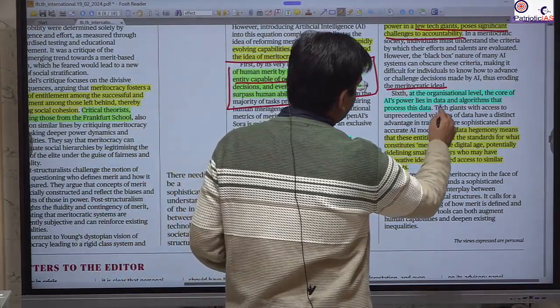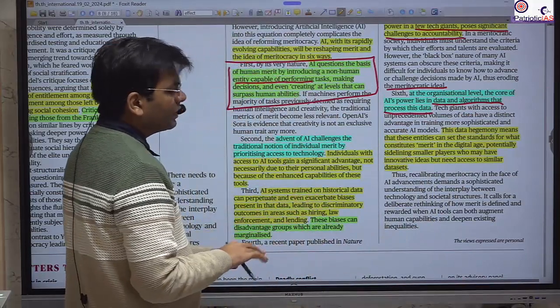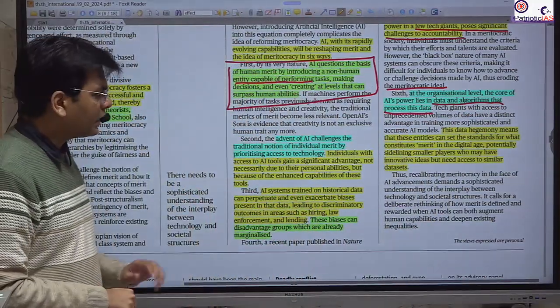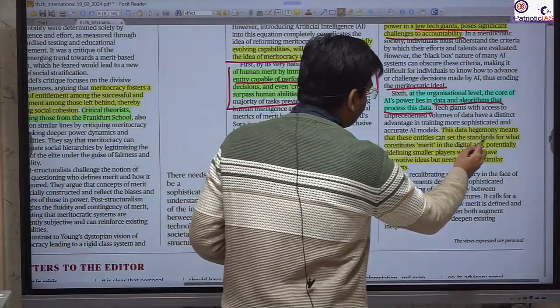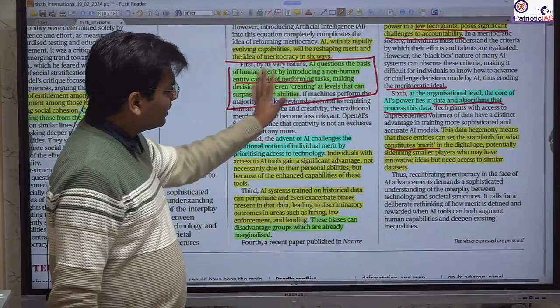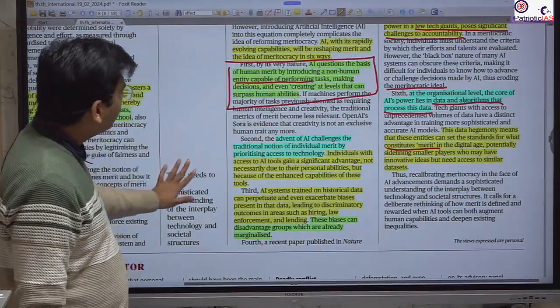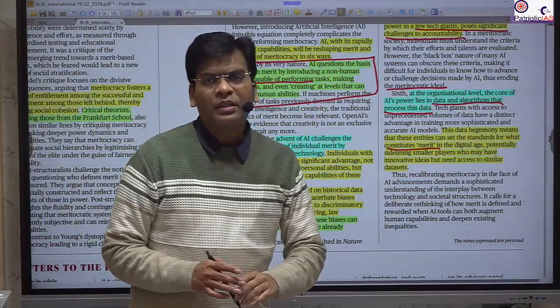Okay. Sixth, it is talking about the organization level: the core of AI power lies in the data and the algorithm that processes the data. Who is going to process the data? Who is going to select which area of the data you have to take? So again, this data hegemony means that this entity can set a standard for what constitutes merit. Okay. So this is all about how the definition of merit is going to be impacted by the introduction of AI.